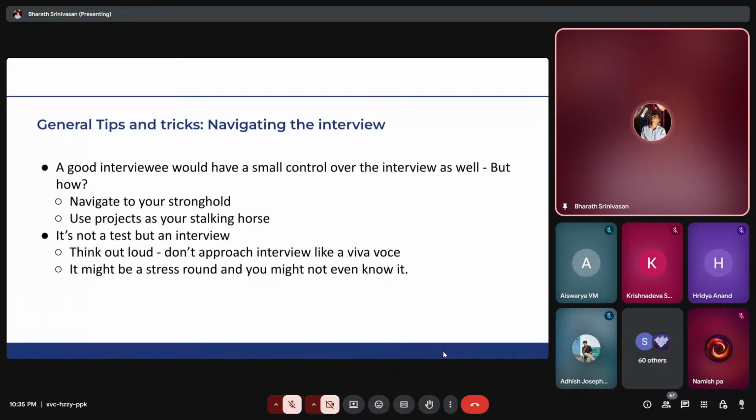That's what they look for in a stress round. And you might not know it's a stress round until afterwards. So being chill is something that is important throughout the interview.